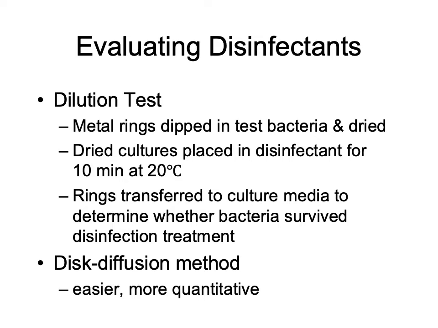Today, and in fact, in our lab, we're going to do a disc diffusion method. We are going to test antibiotics in the lab. We are going to see which ones are effective for which bacteria. It's called the disc diffusion method, and it uses a special type of agar that helps whatever you soak that disc in, it will disperse throughout the agar. It's easy, it's more quantitative, it's a really excellent way to test disinfectants or antibiotics.